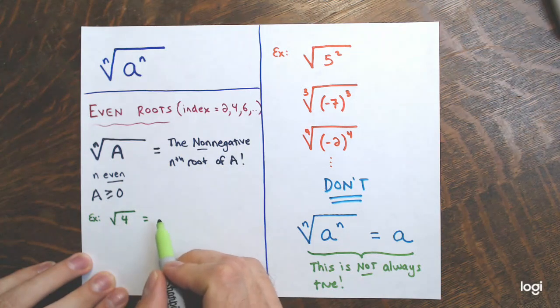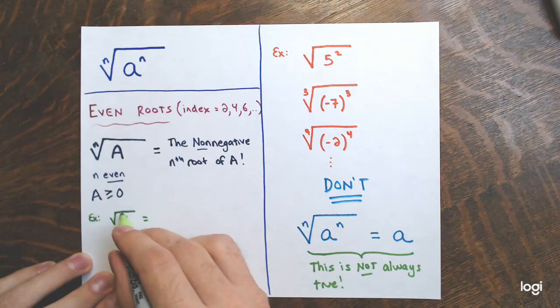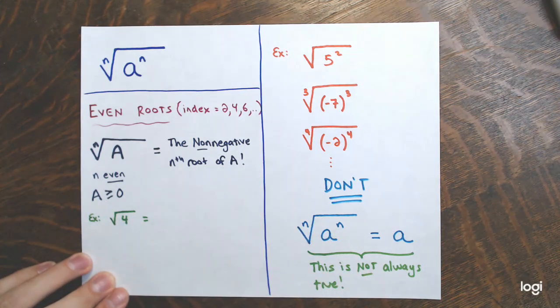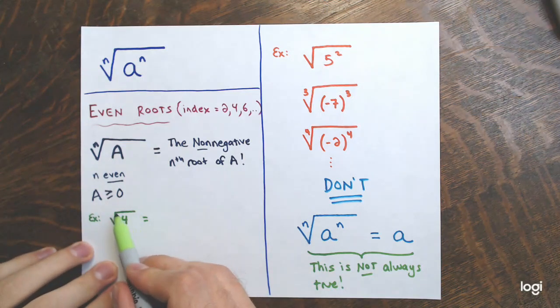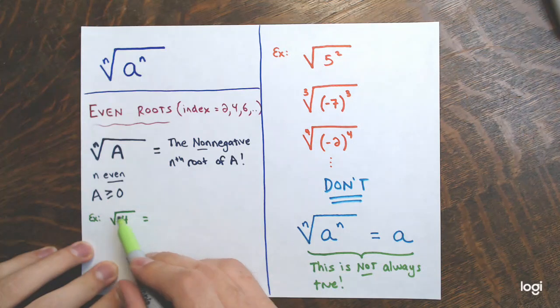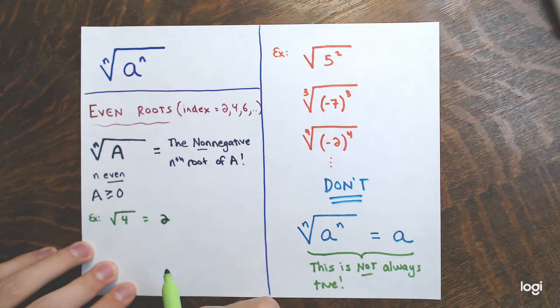You're just thinking of what number can I raise to the second power to get 4? And it's got to be the non-negative one. I know that negative 2 to the second power, negative 2 times negative 2, is positive 4. Negative 2 is the negative square root of 4. What you are asked for here is the non-negative. When you see this symbol and it's an even index, they want the non-negative root, right? So that'd be positive 2.